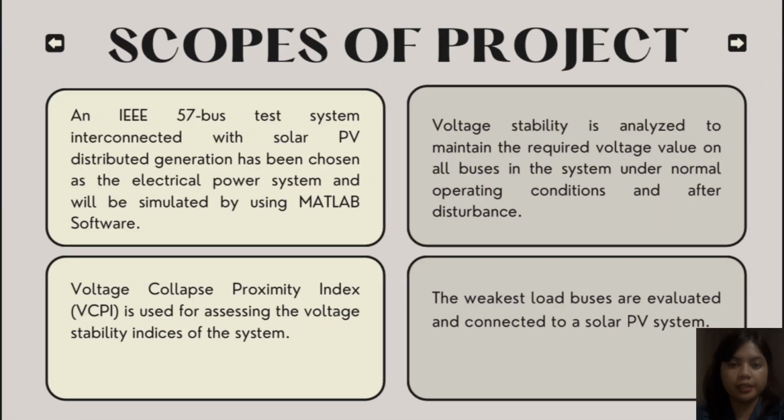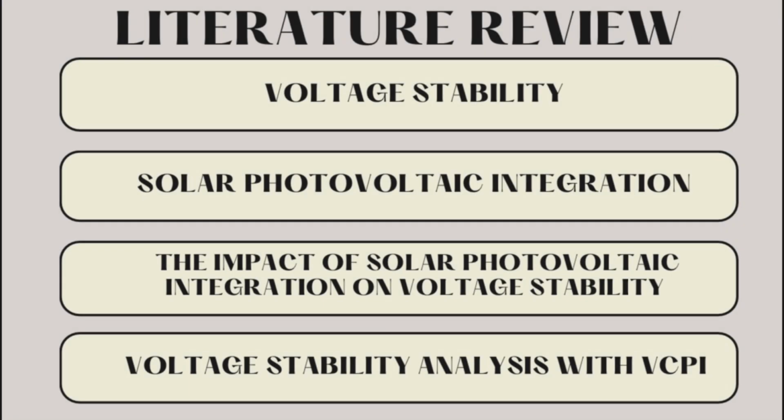The scope of the research. Number 1, the 57 bus system is simulated using MATLAB. Then voltage stability will be analyzed. VCPI is used for assessing voltage stability. And lastly, the weakest buses are evaluated. For the literature review, this study requires a comprehensive analysis of these 4 subsections.